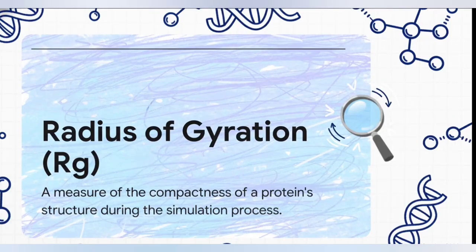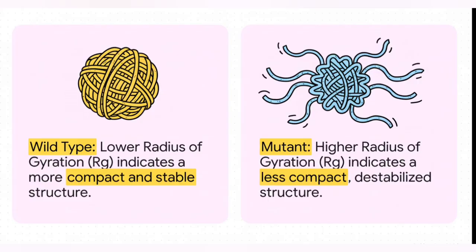This one's pretty simple. It just measures how compact the molecule is. Is it a tight, dense ball of yarn, or is it starting to unravel and get loose? A low RG means it's compact. A high RG means it's expanding. And just like before, we can compare our wild type and mutant proteins. And if we see that the mutant has a consistently higher radius of gyration, that's a huge clue that the mutation is making the protein fall apart and lose its tight structure. You see? These 3 metrics, they turn a chaotic movie into a clear, compelling story.